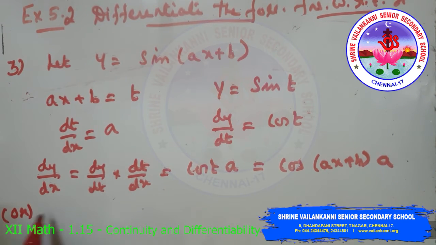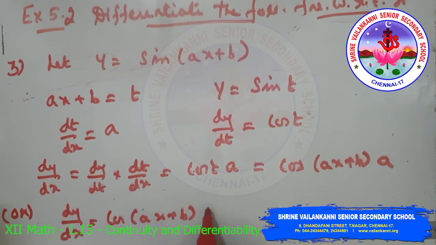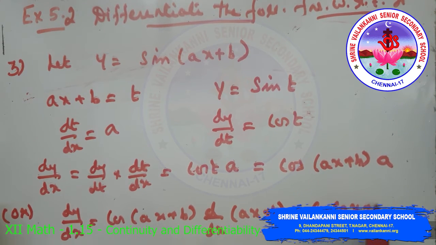Or we can write dy by dx: differentiating sine, we get cos of ax plus b into d by dx of ax plus b, which gives cos of ax plus b into a.